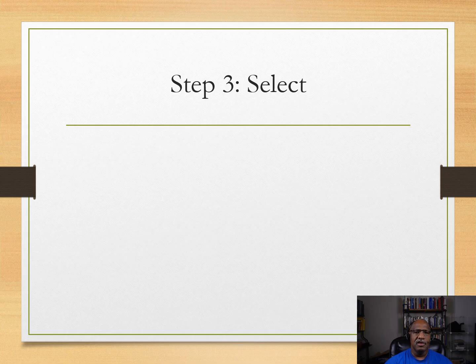And then the next step would be select. In the select step, you select a baseline of security controls from Special Publication 800-53. And 800-53 is the catalog of security controls that are used to assess information systems.